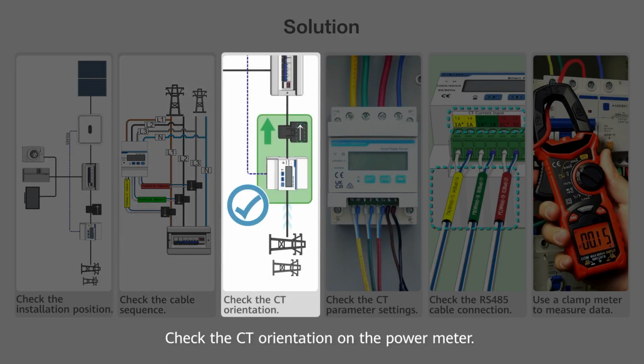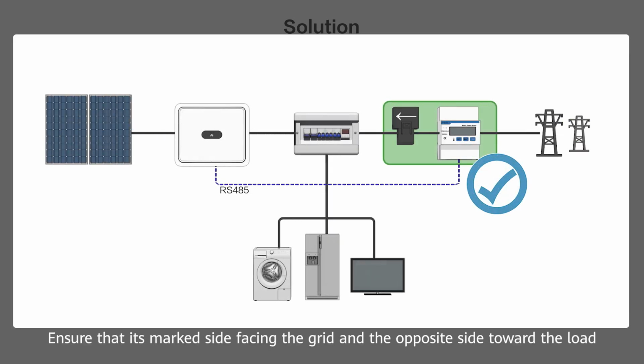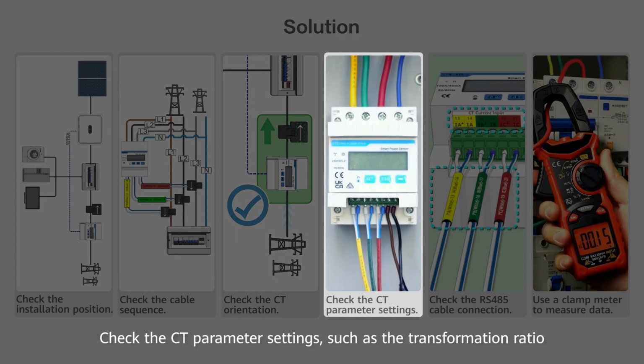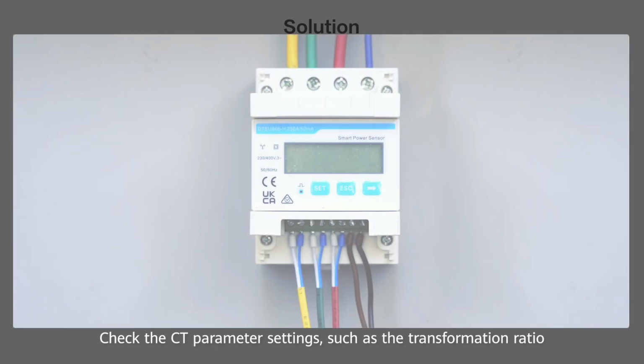Check the CT orientation on the power meter. Ensure that its marked side is facing the grid and the opposite side toward the load. Check the CT parameter settings, such as the transformation ratio.